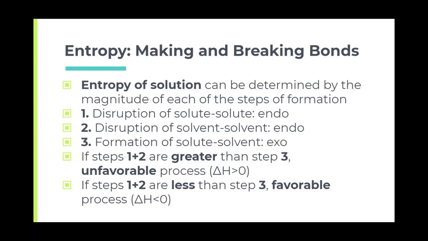So with all these 3 steps, taking that in mind, if steps 1 and 2, the endothermic processes, are greater in energy than the 3rd step, then the entire process of making your solution is going to be unfavorable because your delta H is going to be greater than 0, and you're going to have to put energy into the process to make it happen. But then if steps 1 and 2 require less energy than step 3, then it is favorable because your delta H is less than 0. And so the entire process is exothermic and it releases energy.